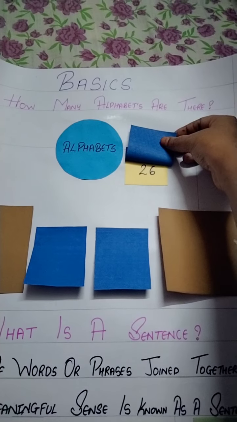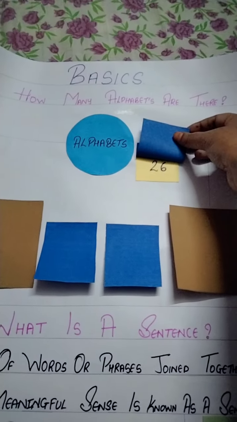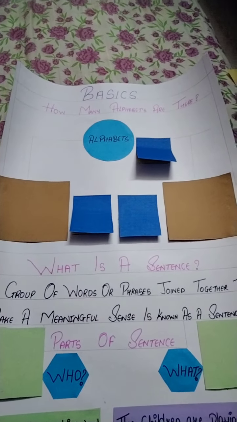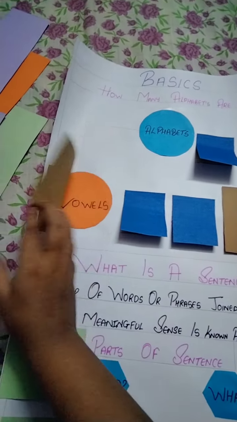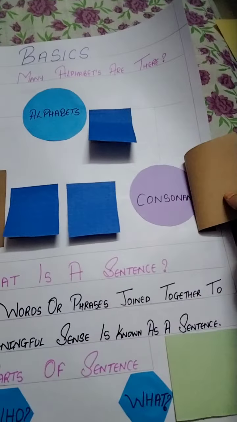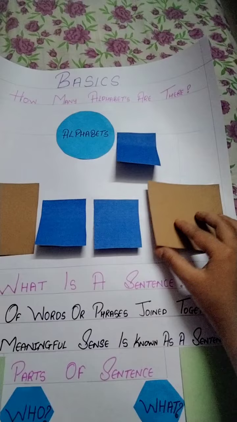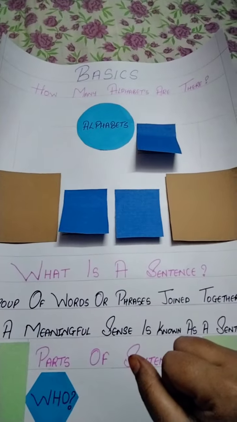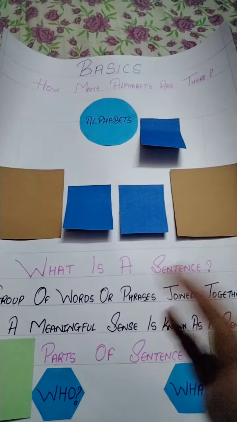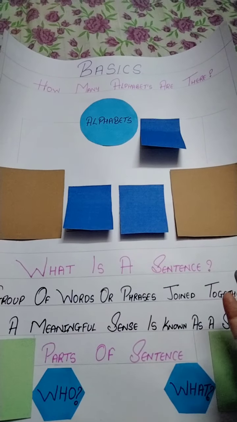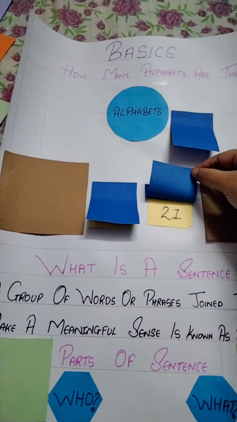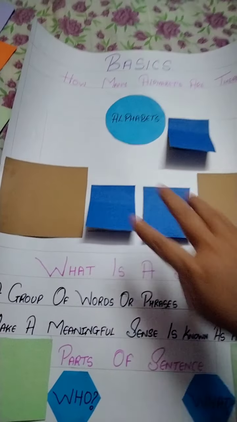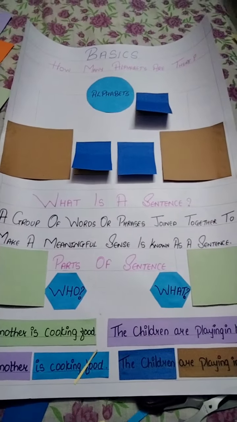But then children, these 26 alphabets are divided into two. So now who's going to tell me what are those two further subdivisions? Yes, very nice. So the alphabets are divided into vowels and consonants. Now, out of these 26 alphabets, how many are vowels and how many are consonants? Yes, it is 5 vowels and 21 consonants. Very good.